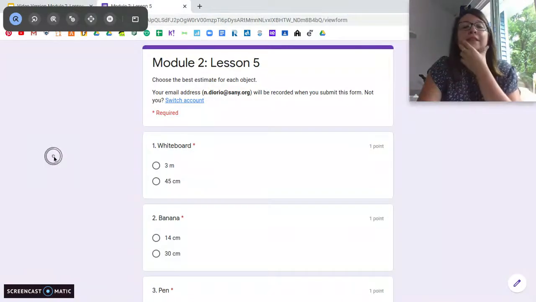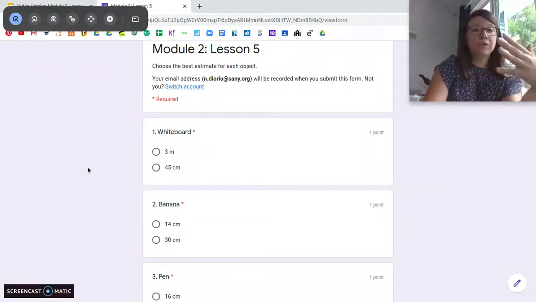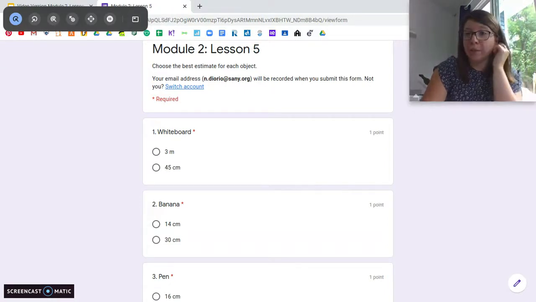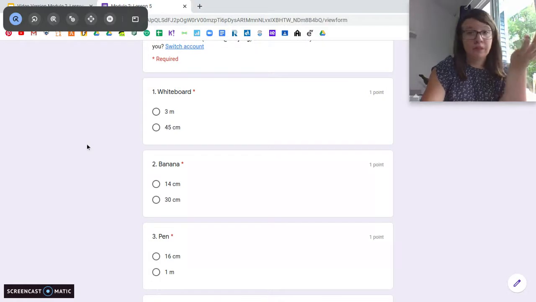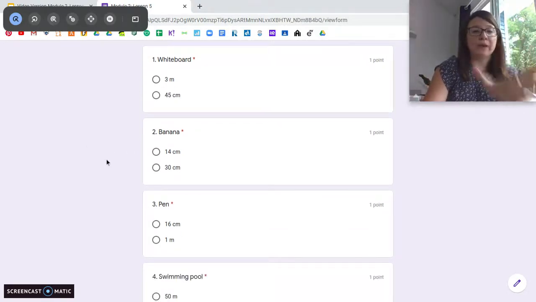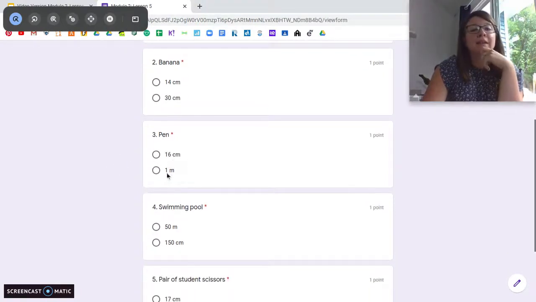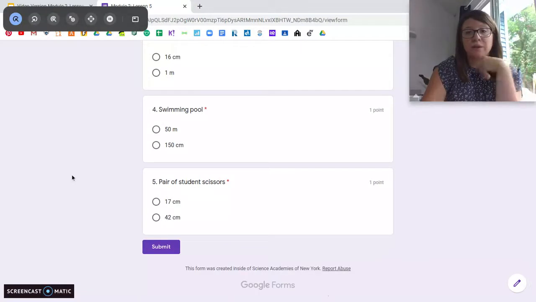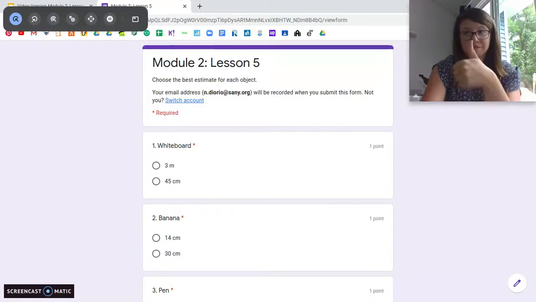So for your exit ticket today, you're just going to choose the best estimate. Again, we don't know for sure, and that's okay. Estimates help us decide. So a whiteboard, you're going to guess whether it's going to be 3 meters or 45 centimeters, a banana 14 centimeters. Oop, I got to fix that one. A pen 16 centimeters, 1 meter, and so on and so forth. There's only 5. Pick the best estimate. Okay? The best guess. Good job today, and I'll see you guys next time.